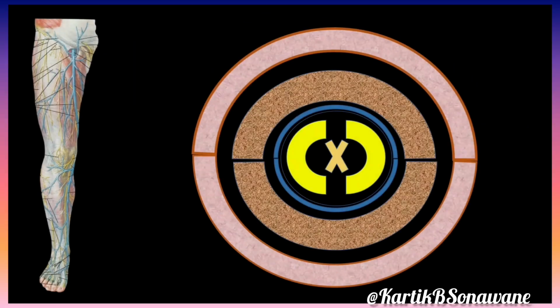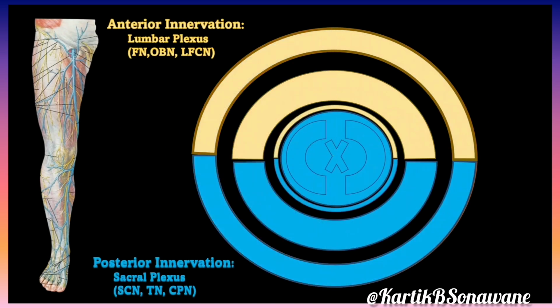Knee joint innervation is divided into two components. Anterior knee innervations, derived from the lumbar plexus through its major branches. Posterior knee innervations, derived from the sacral plexus through its major branches.